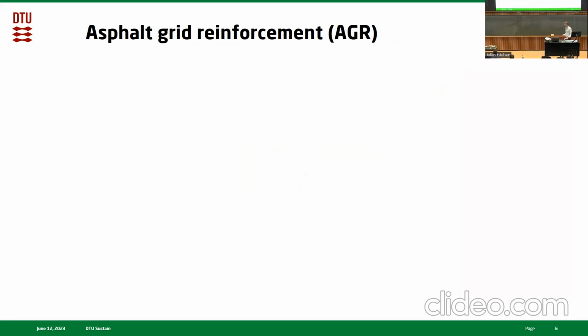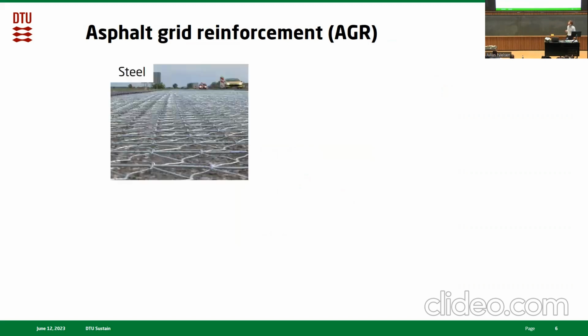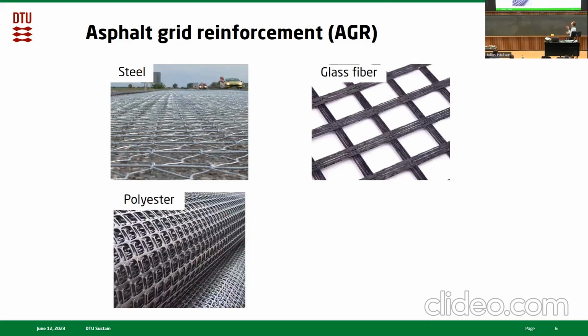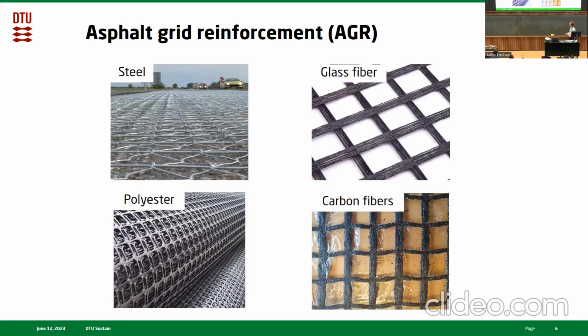So these are the types of damages, and one way to prevent or delay these damage types from developing is to use asphalt grid reinforcement products like this one. I also want to note that further on in this presentation I use the acronym AGR for asphalt grid reinforcement. So what are these grids? These are thin layers in some kind of mesh-shaped arrangement, and they can be made of steel, polyester, glass fibers, or carbon fibers.